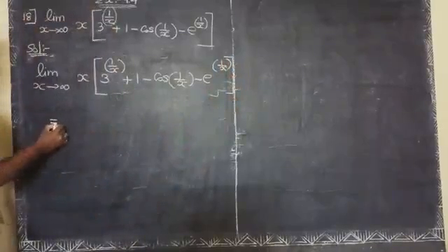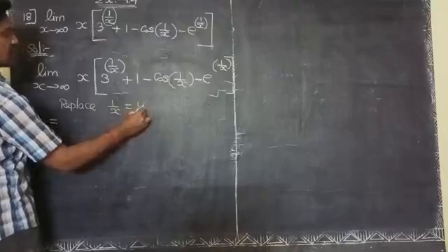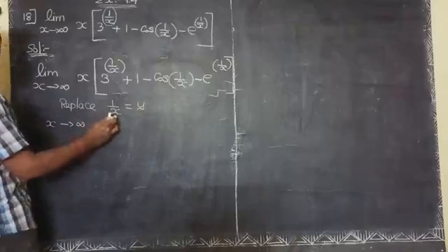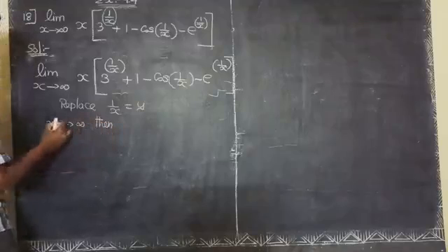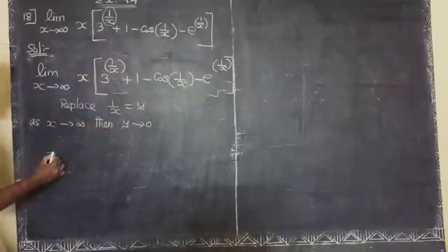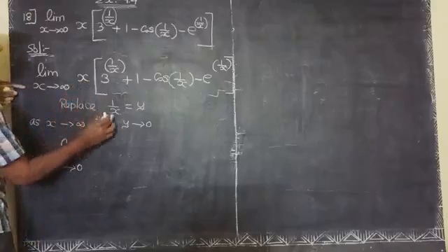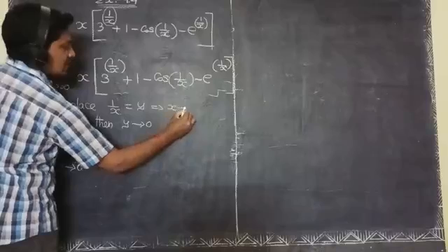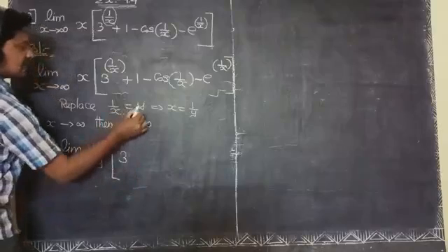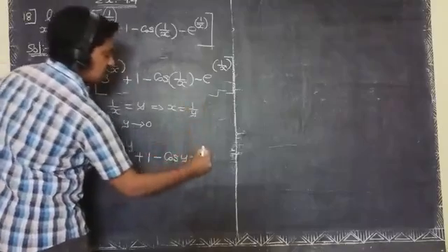Here replace 1 by x, which is equal to y. x approaches infinity means 1 by infinity is 0, then y approaches 0. Using this result in the given function, limit x approaches infinity means y approaches 0. 1 by x equal to y means x equal to 1 divided by y. So x equal to 1 divided by y, into 3^y, plus 1, minus cos y, minus e^y.